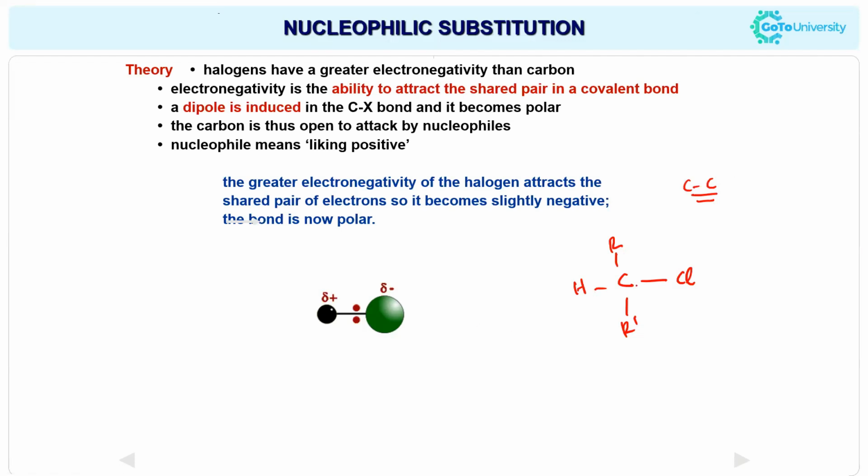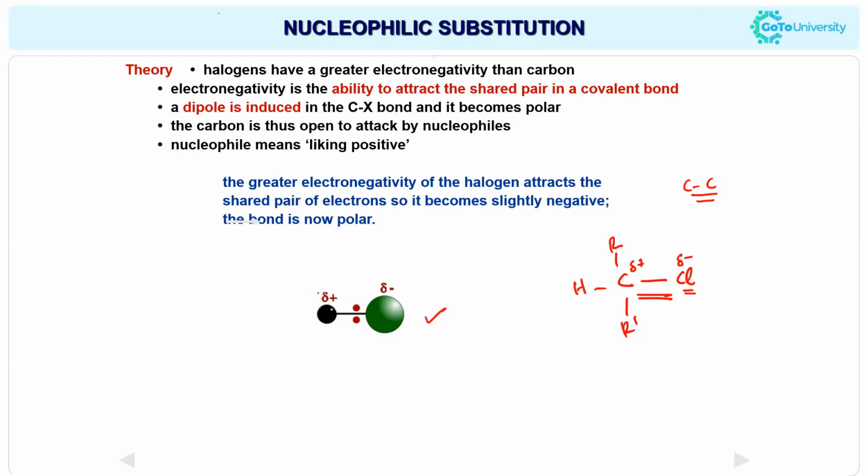At the same time, if you consider the C-Cl bond, chlorine is partially negative and carbon is partially positive. Why? Chlorine is more electronegative than carbon. So the C-Cl bond is polar in nature. As a result, this bond is highly reactive. That's why they undergo nucleophilic substitution, meaning this chlorine can be substituted by some other nucleophile. That's what is shown here.